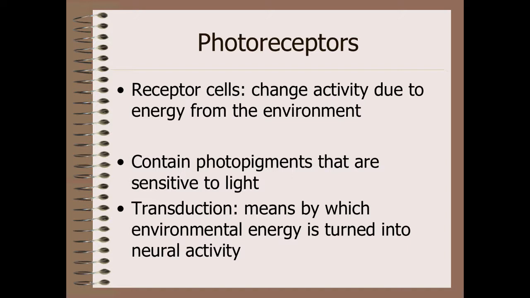Photoreceptors are receptor cells that are specifically sensitive to light. They contain photopigments, and light caught by a photoreceptor changes the chemical composition of the photopigment in a photoreceptor. That, in turn, changes the activity of the cell. This process, in which environmental energy is turned into neural activity, is referred to as transduction. Transduction changes the flow of the electrical current within a cell and is a process unique to receptor cells.